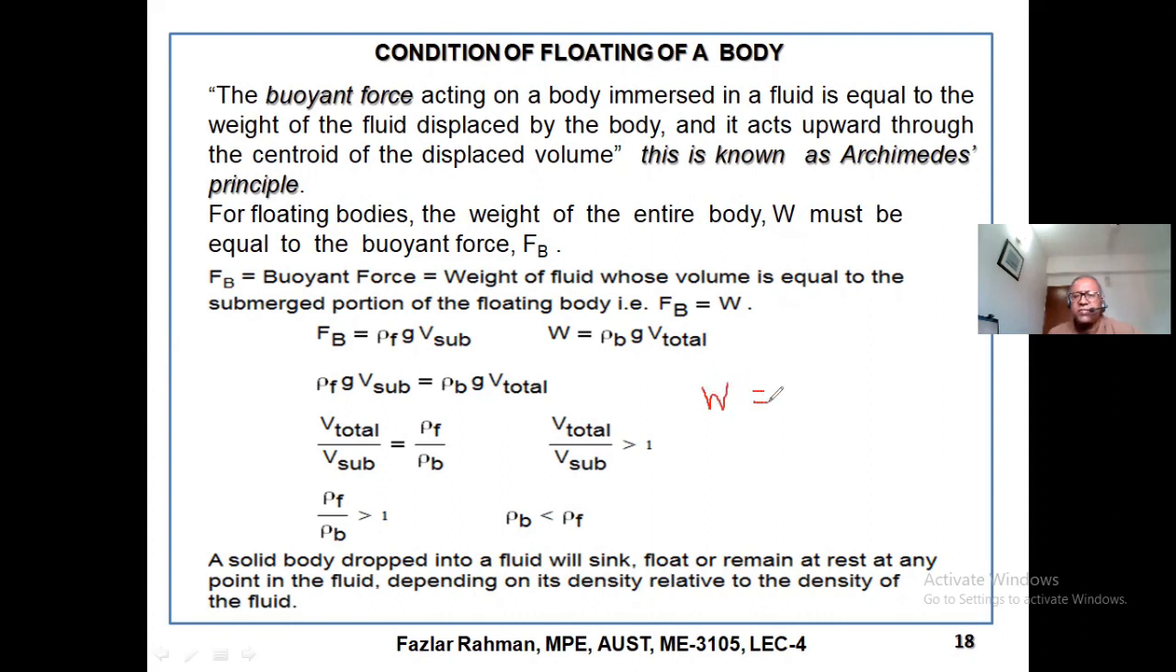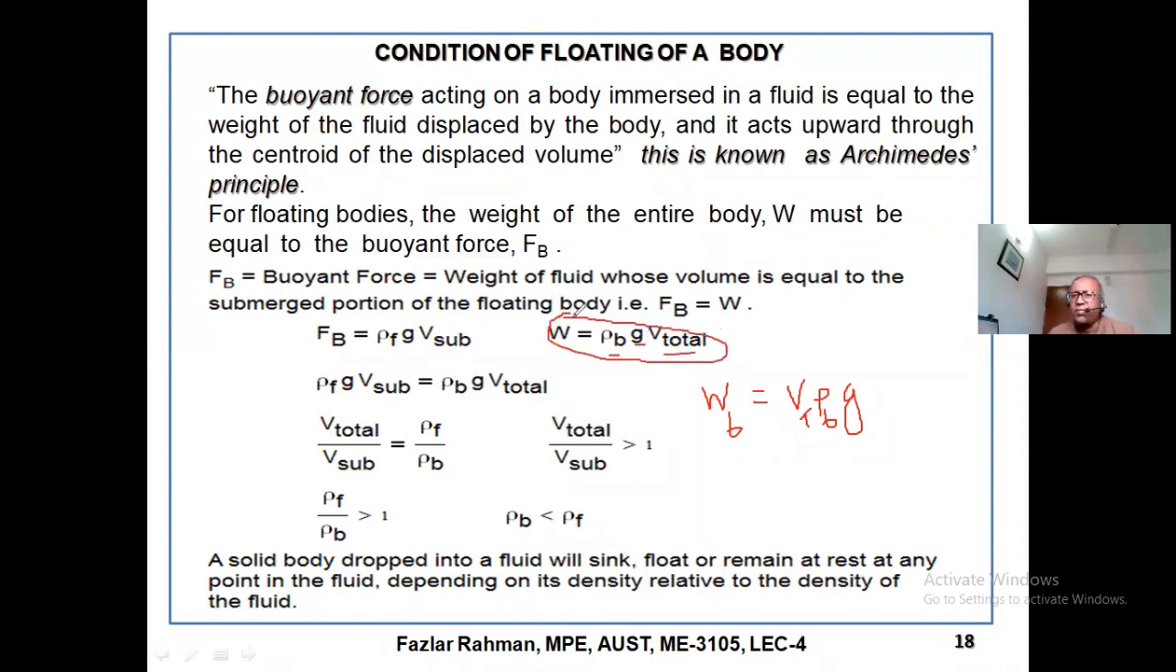So if body volume is V and density is rho B, then you multiply by g. This will be the weight of the body. Now, if you submerge it in water, it might be 20% underwater, might be 40%, or might be the total volume. So here we are saying V total is the total volume of the body. So the weight of the body equals rho B g V total. This is the weight of the body.